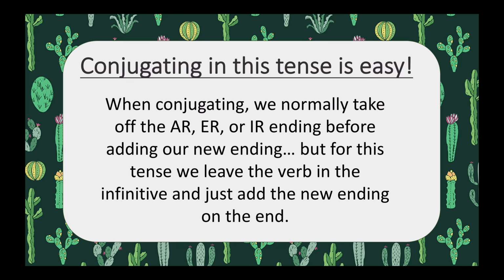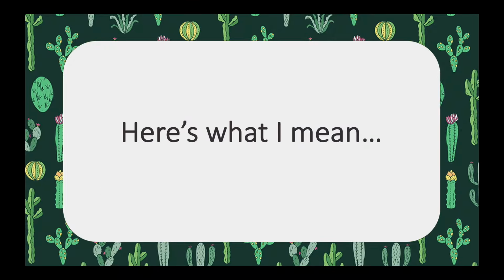It's just like the future in that we leave the infinitive and then add the ending. So when conjugating, we normally take off the AR, ER, or IR ending before adding the new ending. But for this tense, we leave the verb in the infinitive and just add the new ending on the end. I'll show you what I mean.